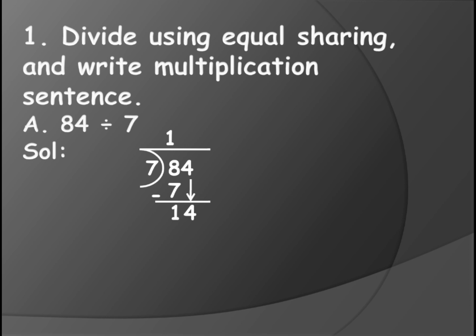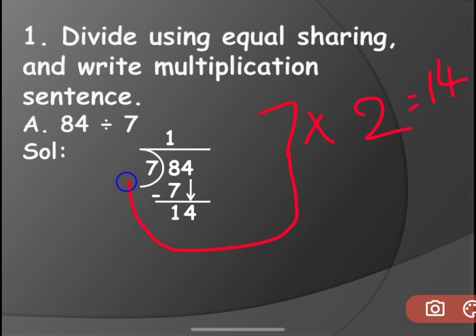Now we have to check whether you have 14 in the 7 table or not. Do we have? Yes, we do have, isn't it, children? 7 twos are 14, isn't it, children? Yes, so this 7 is already here in the divisor.